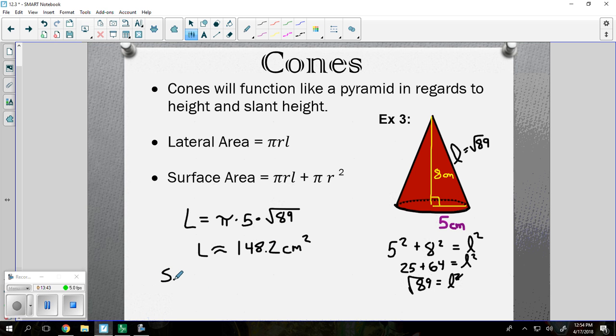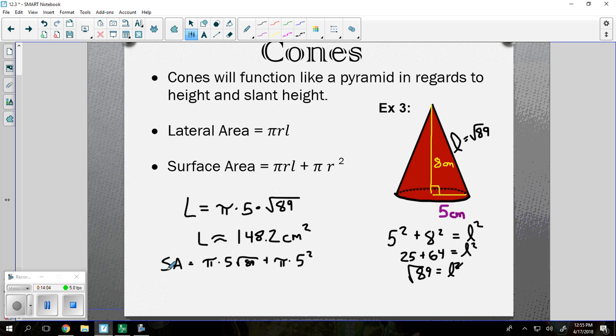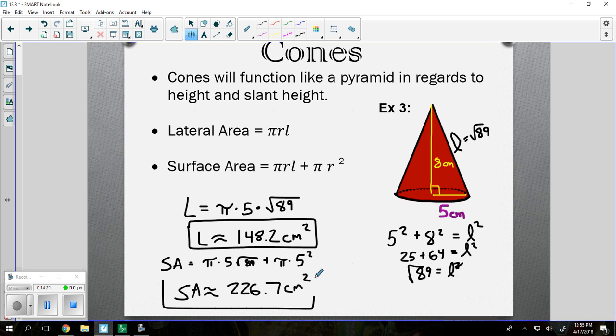And then surface area, kind of repeat it again. I've got pi RL, so pi times 5 times root 89. Rather than just copying this down, I'm going to type it again just to give myself a little bit more accuracy, since that's a little bit rounded. And then pi times 5 squared. And upon typing that in, I'm getting that my surface area is about 226.7 centimeters squared. And those seem like reasonable answers to me.